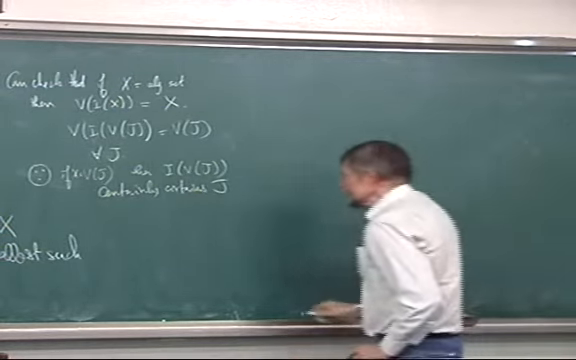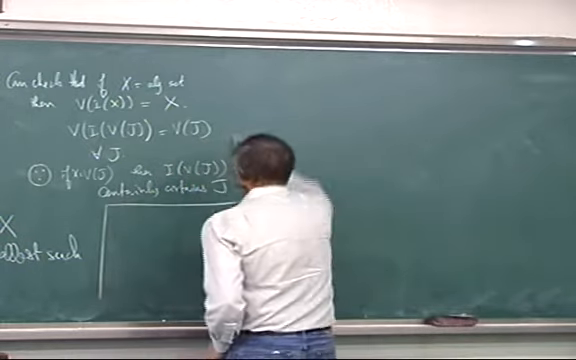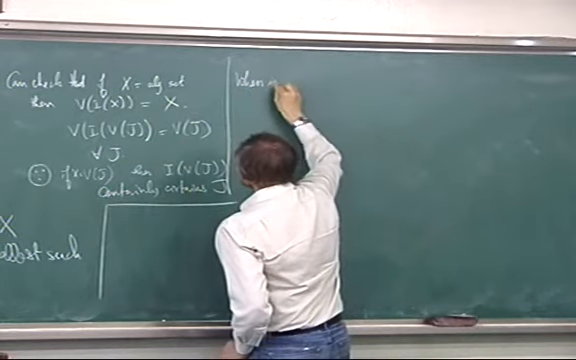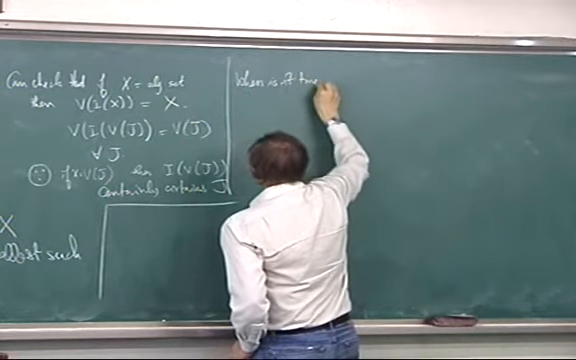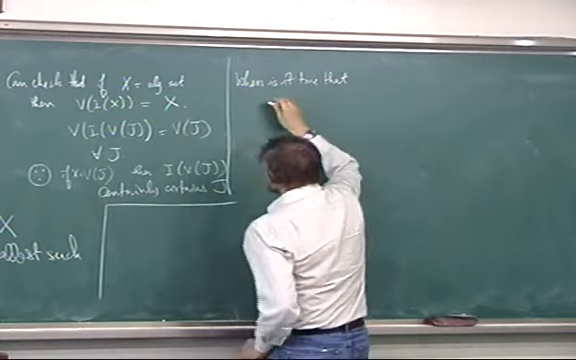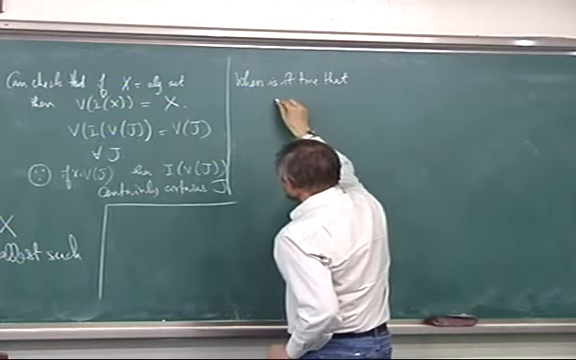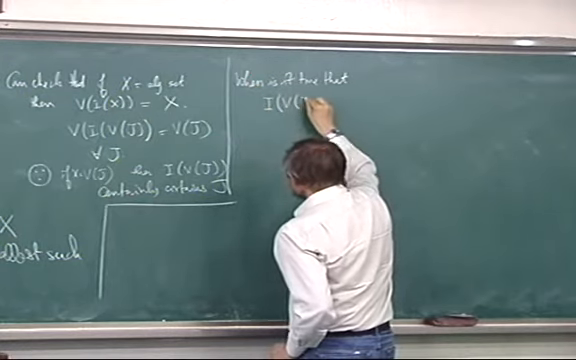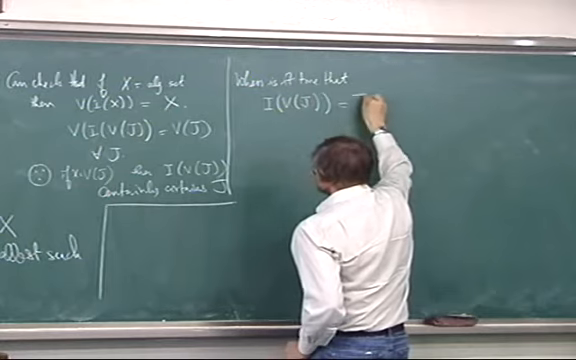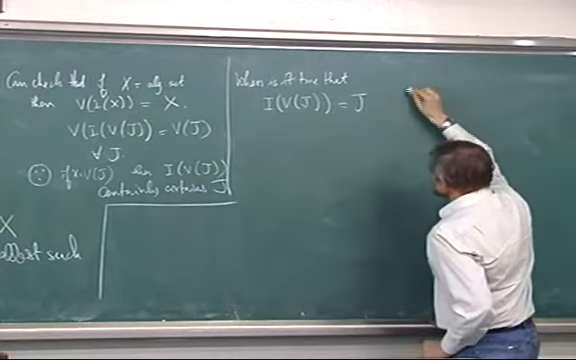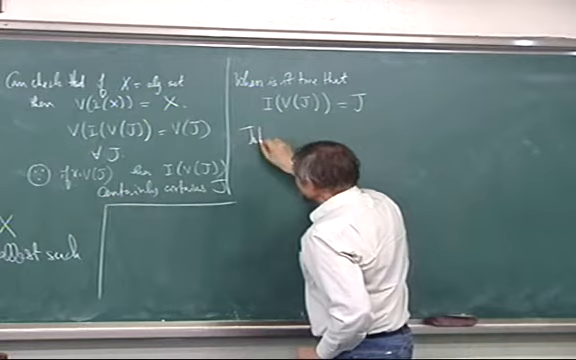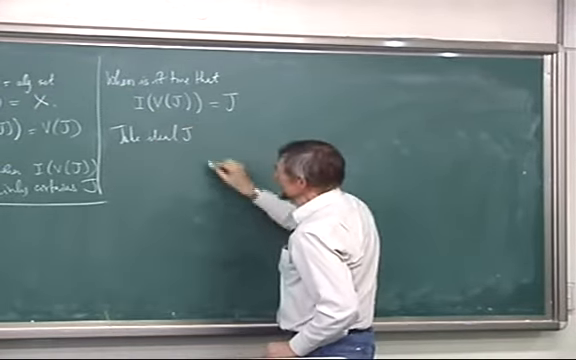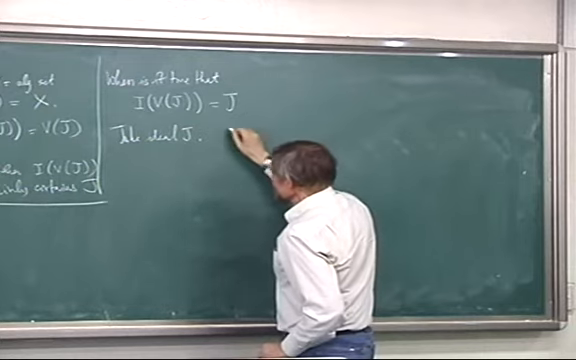So let me just ask as a question, when is it true that I of V of J is equal to J? In other words, I take an ideal, so take an ideal J, right? And so I calculate V of J.